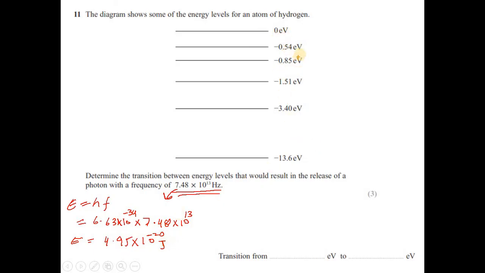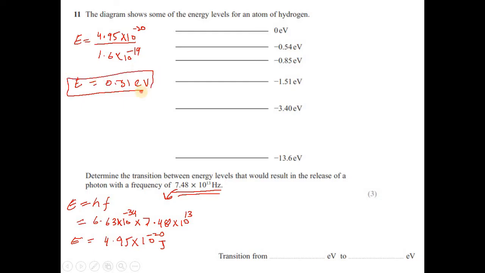But if you see the diagram, we are given energies in electron volt, so we divide this energy in joule by the electron charge. So in electron volt, E is equal to 4.95 into 10 to the power minus 20 divided by the charge of electron, 1.6 into 10 to the power minus 19, and then the energy will be equal to 0.31 electron volt. Now it's easy to work with that. You need to keep subtracting any two of the levels to figure out which difference is equal to 0.31.